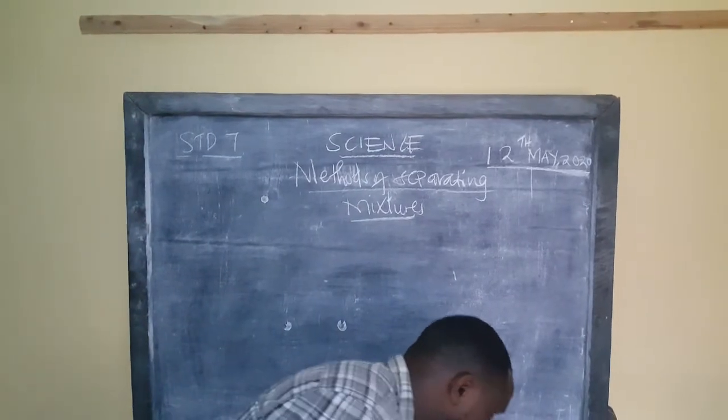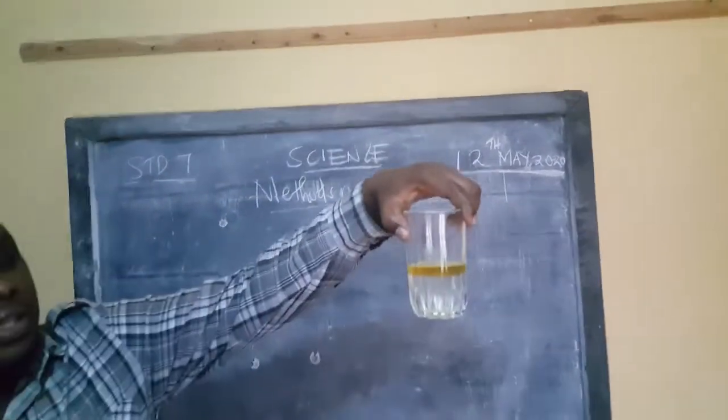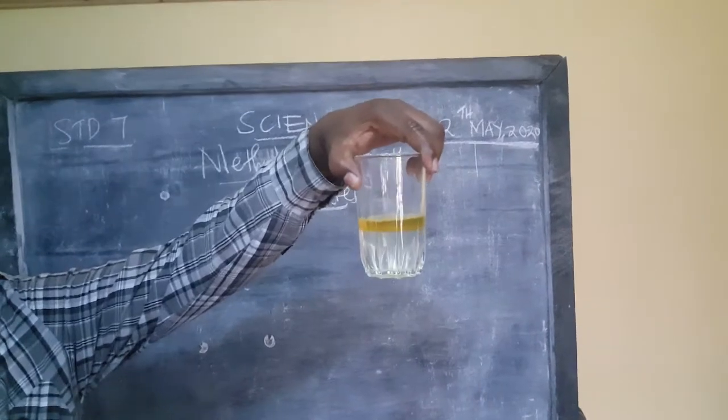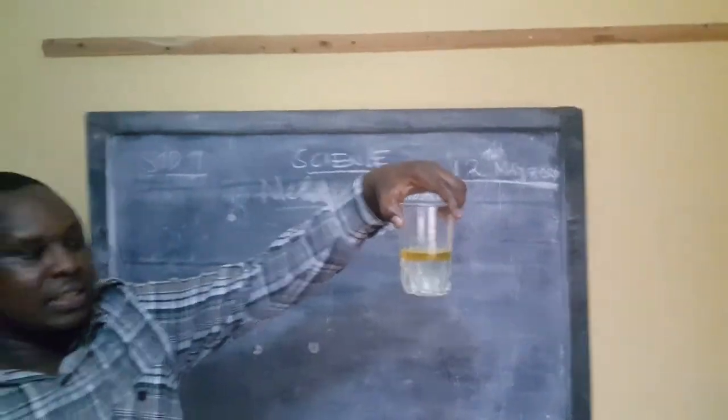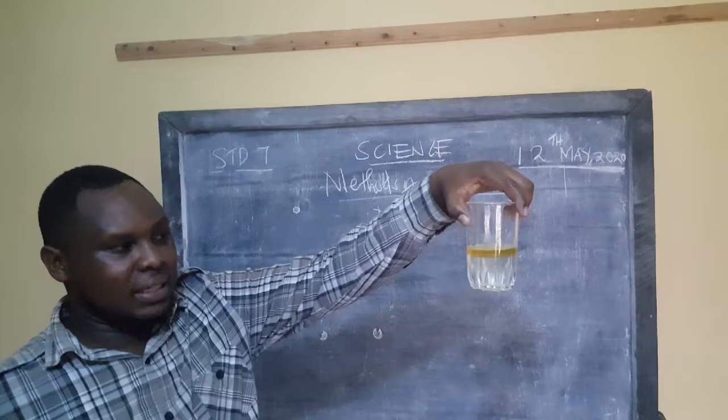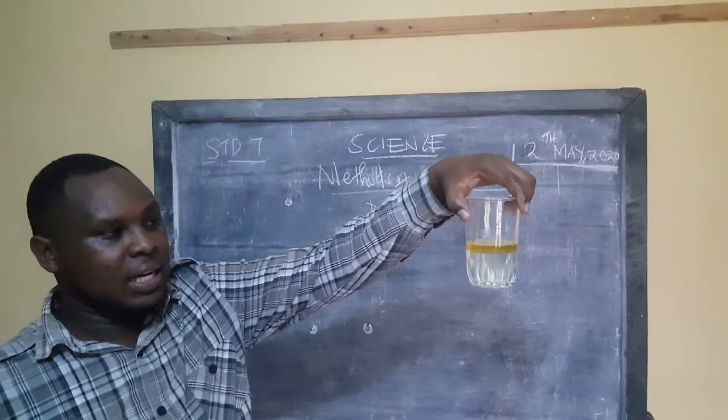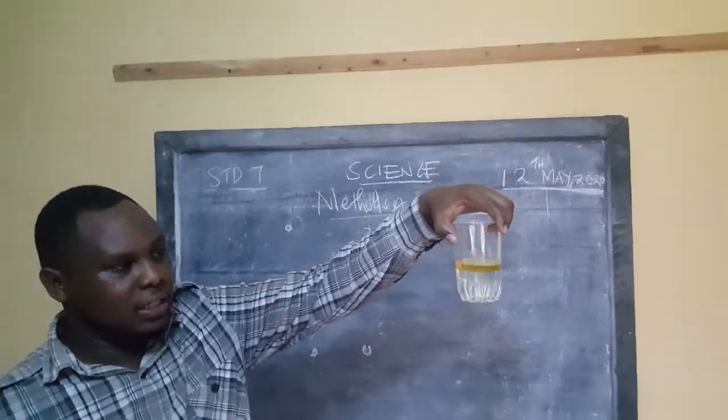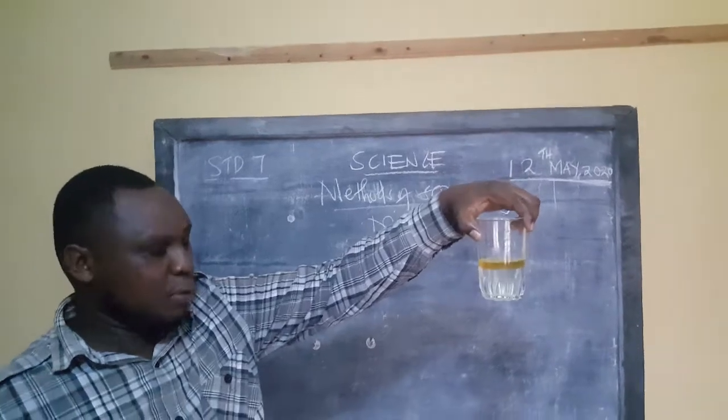We have another one here, cooking oil and water. You can see that there are still two layers, meaning it is a heterogeneous type of solution, and so these two are immiscible.